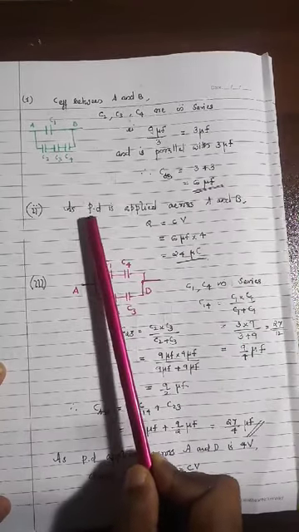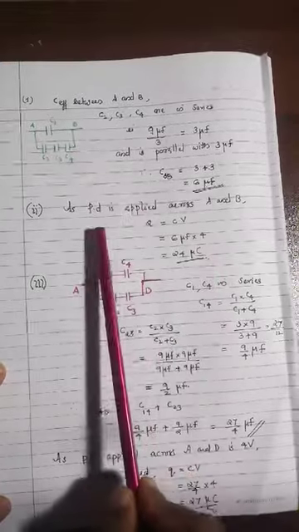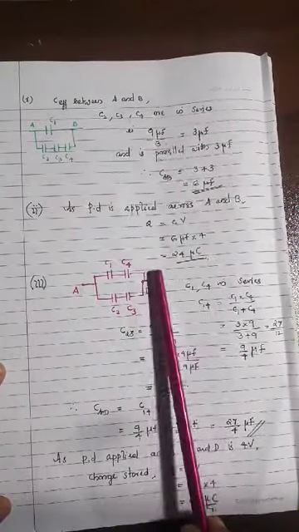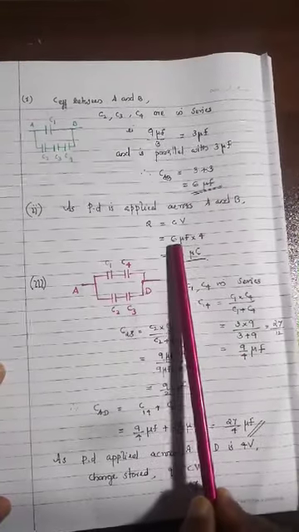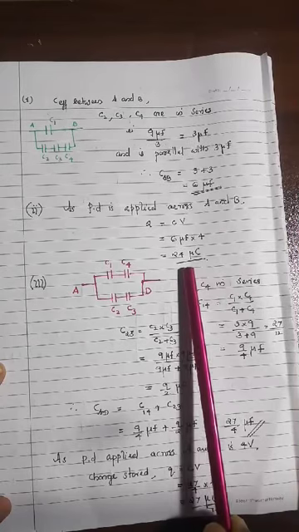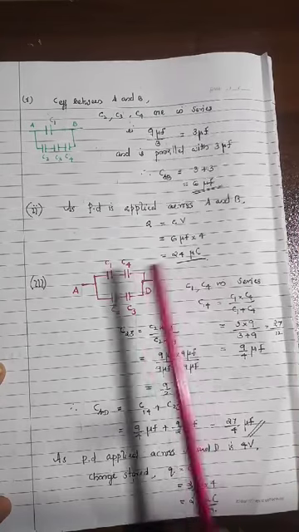Here, the potential difference is applied across A and B. So the charge Q is equal to C into V. So C, we already got it, 6μF, into the potential applied as 4. So the charge becomes 24 microcoulomb.